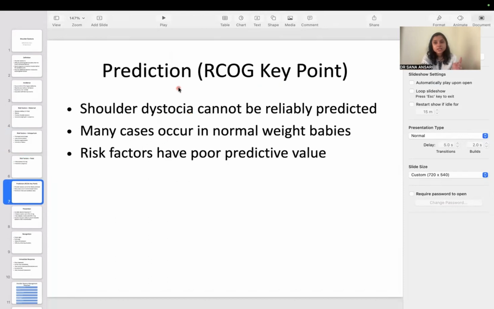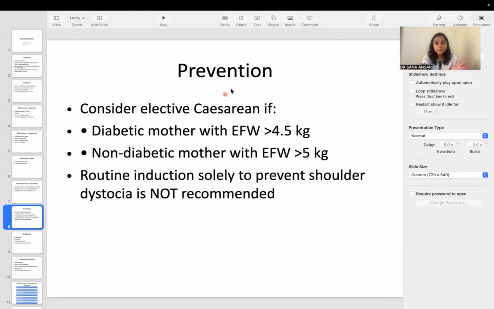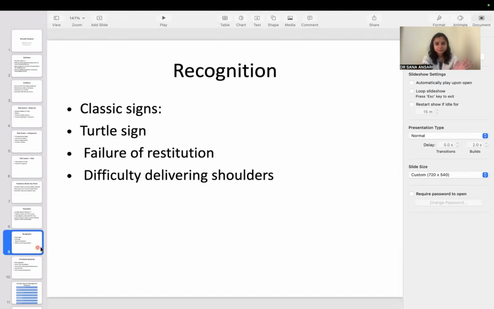Now, the question is, can you really predict a shoulder dystocia? It cannot be predicted because many cases occur in normal weight babies, and risk factors have poor predictive value. So, can we prevent shoulder dystocia? If it is a macrosomic baby, then we can plan for elective cesarean. For diabetics, the cutoff is more than 4.5 kg. For non-diabetics, it is more than 5 kg baby weight. Routine inductions just to prevent shoulder dystocia are not recommended.